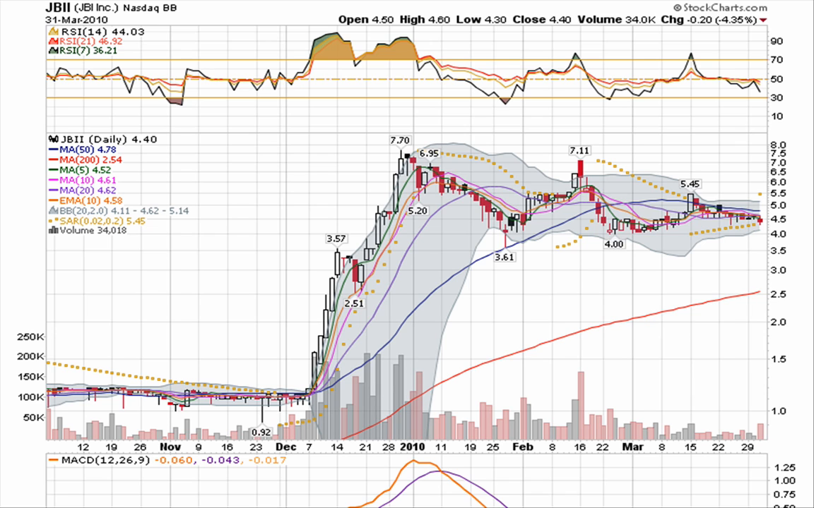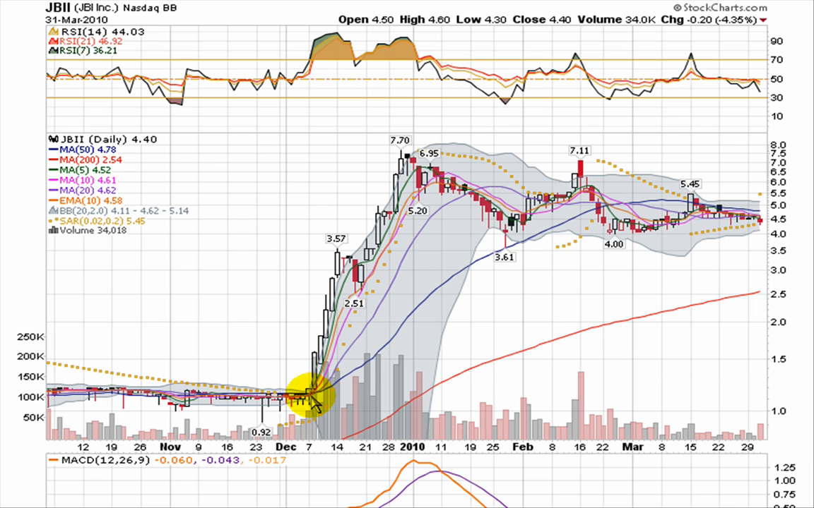Today is April 1st, 2010, and we're taking a look at JBI Incorporated. It's a NASDAQ bulletin board stock trading under the ticker JBII. The reason this chart was selected was because I had a gentleman ask me today what I thought of this chart and how you use technical analysis for determining entry and exits when a chart's made a move like this. So I thought I'd take this opportunity to show how I trade and how I read candlestick charts.